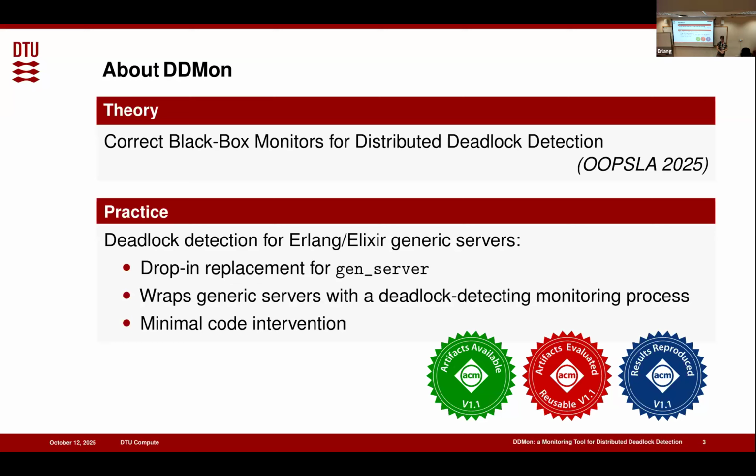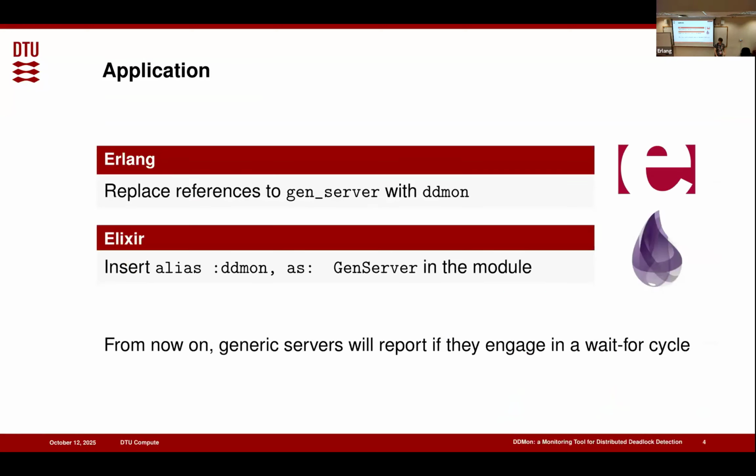So DDMon is a replacement for generic server, which acts as a wrapper over the actual generic server process. And the aim is to have minimal code intervention, so that if you have a system, you can just easily apply it and have deadlock detection almost effortlessly.